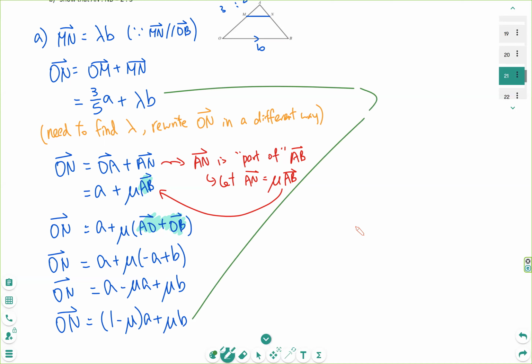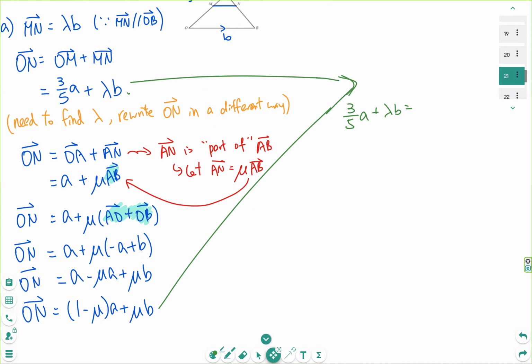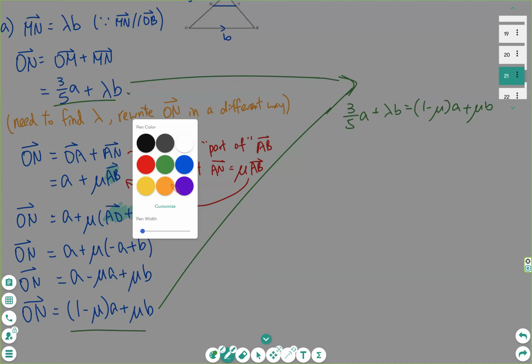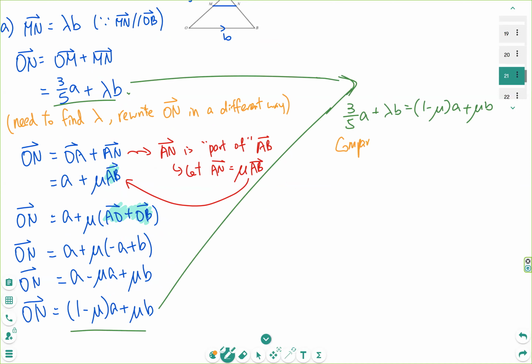Because both are ON, we can make them equal. So 3/5 of A plus lambda B equals 1 minus mu A plus mu B. ON, ON, they're equal. Next step, we're going to compare coefficients of A and B separately.